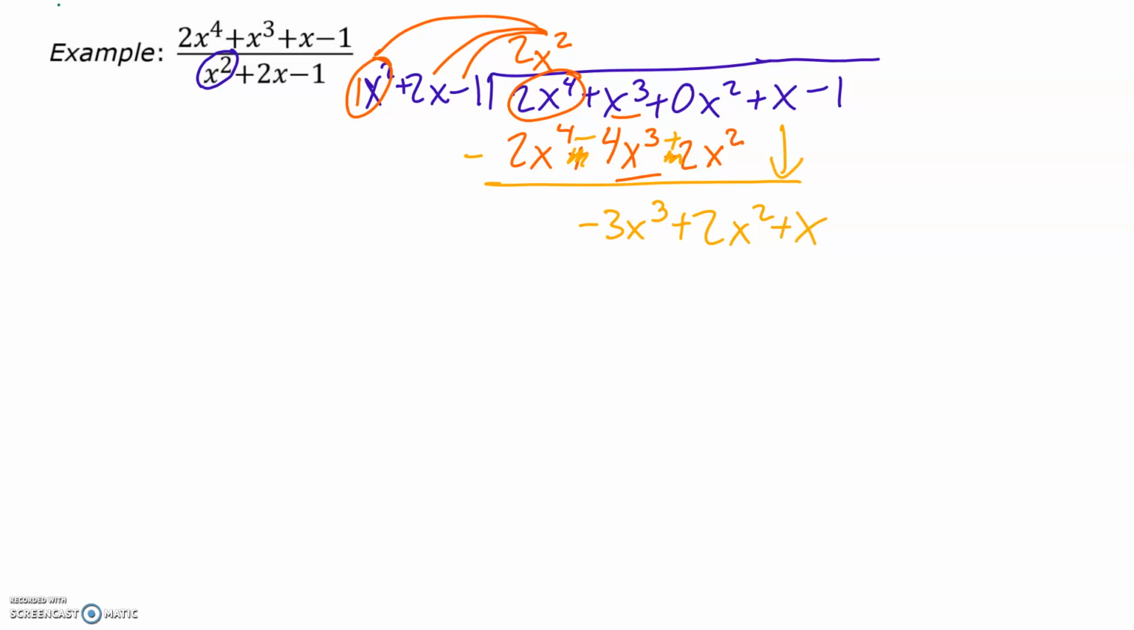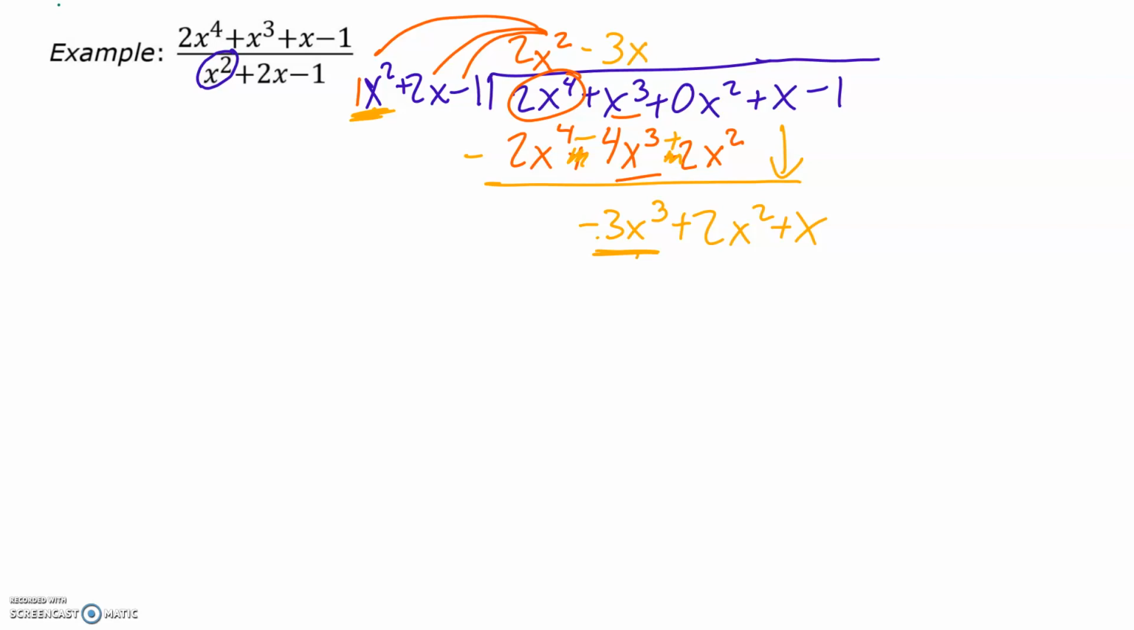Now we need to take a look at this first term again. We're going to take a look at this first term and this first term to see what we need to multiply 1x squared by to get negative 3x cubed. So let's start with the coefficients. 1 times what gives me negative 3, and that's just negative 3. X squared times what gives me x to the third, and that's just x.